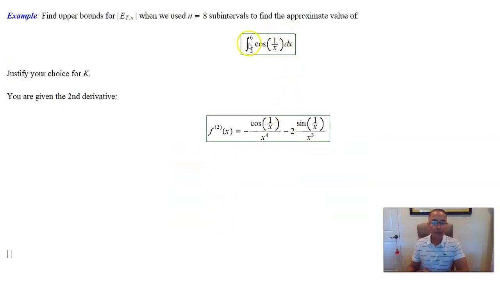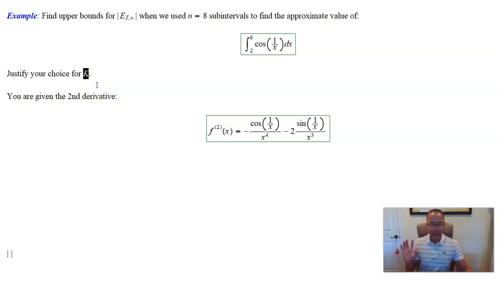So in the last video, we approximated the definite integral from 2 to 6 of cosine 1 over x dx. We got something like 3.8. We want to know now, what is the maximum value for the error that we got when we applied the trapezoid method using 8 subintervals. So again, the hard part of applying the formula that we will use is finding this value for k for the second derivative. Okay, find a value for k such that the second derivative is at most this positive number k.